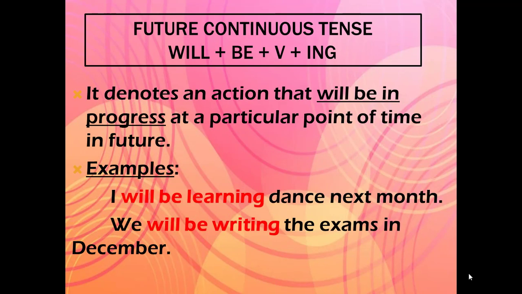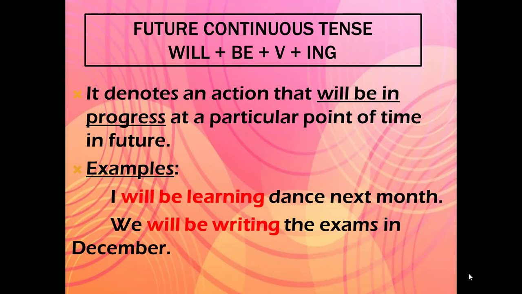The next tense is future continuous tense. Will plus be plus verb plus ing. This is the structure. Okay. So future continuous tense is used to denote an action that will be in progress at a particular point of time in the future. So usually continuous tense is used to represent an action that will be in progress, right? So likewise, future continuous tense is also used to denote an action that will be in progress at a point of time in the future.